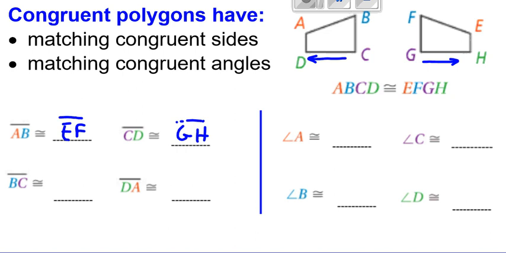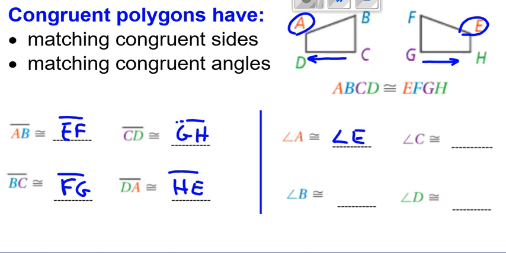This should be right in my line segments. BC would be congruent to FG. DA congruent to HE. And then let's go over to angles. So angle A would be congruent to angle E. Angle C would be congruent to angle G. Angle B would be congruent to angle F. And angle D would be congruent to angle H. Okay, that one was pretty easy because they gave me an actual color-coded system. Don't expect them to be that easy, because they're not.